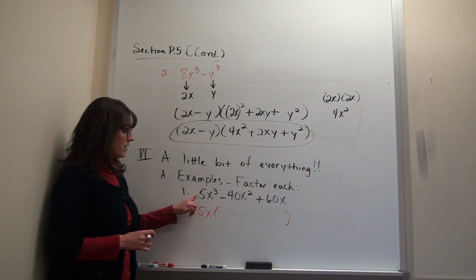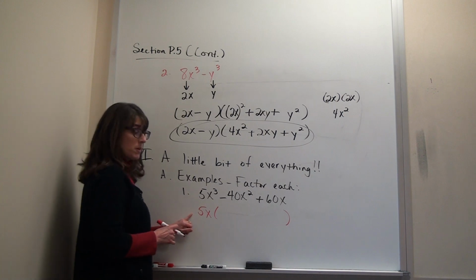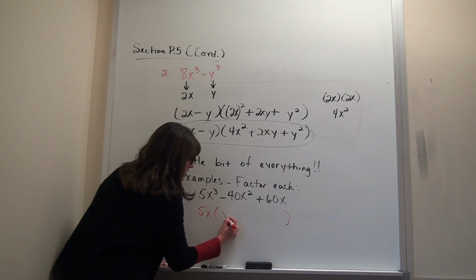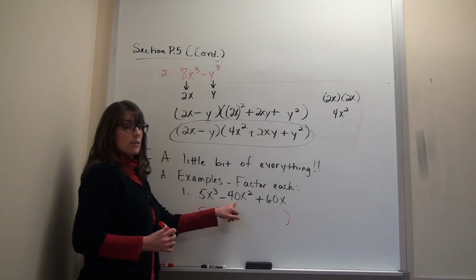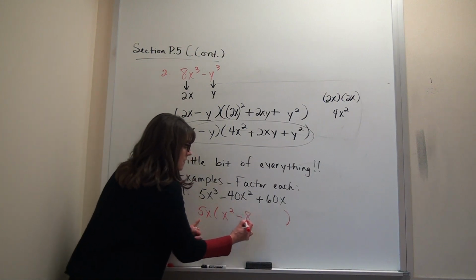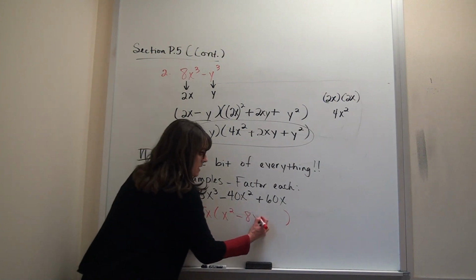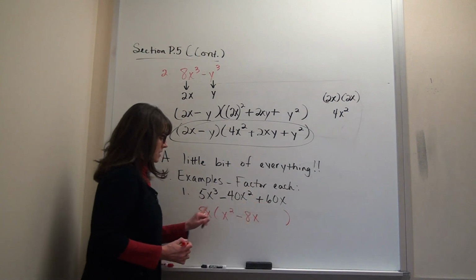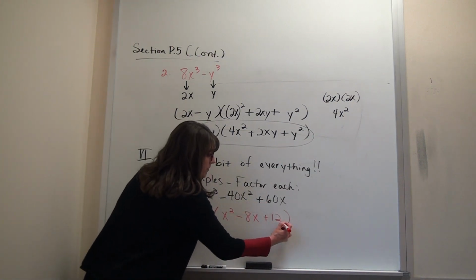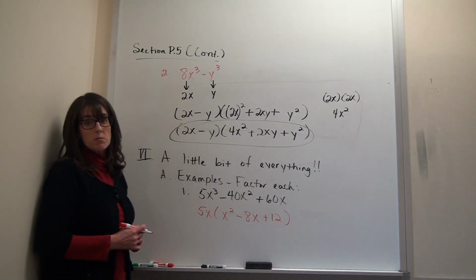When I divide this by 5x, the 5's divide out to be a 1, x to the third divided by x is an x squared. Negative 40 divided by 5 is a negative 8. X squared divided by x is x to the first. 60 divided by 5 is a 12. And x divided by x cancels out to be 1.